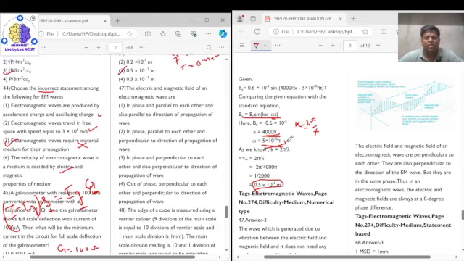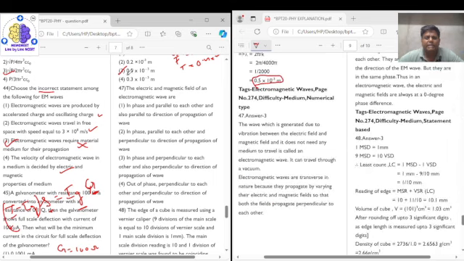Now question 47 says that the electric and magnetic field of an electromagnetic wave are in phase and parallel to each other. No, absolutely not. Second, it says in phase and parallel to each other. No, again they are not parallel to each other.